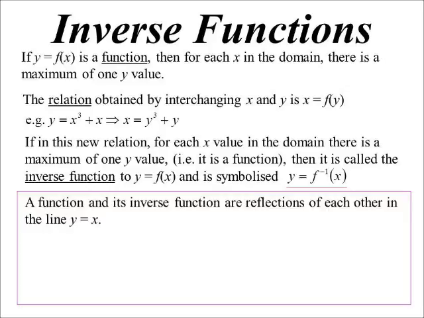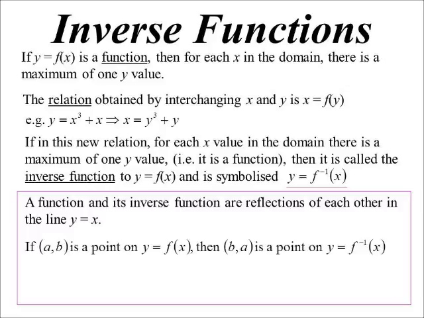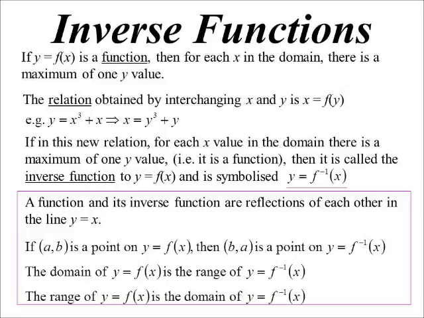Okay. If we were to draw both of them on the number plane, then they would be reflections of each other in the line y equals x. And that's because you've swapped the x and the y values around. So if you were to turn your head 45 degrees, you go, oh yeah, look at that. Trust me, you would. So if (a, b) is on the original curve, then (b, a) will be on the new curve. The x and the y swapped around. The domain of the original curve becomes the range of the new curve, and the range of the original curve becomes the domain of the new curve.